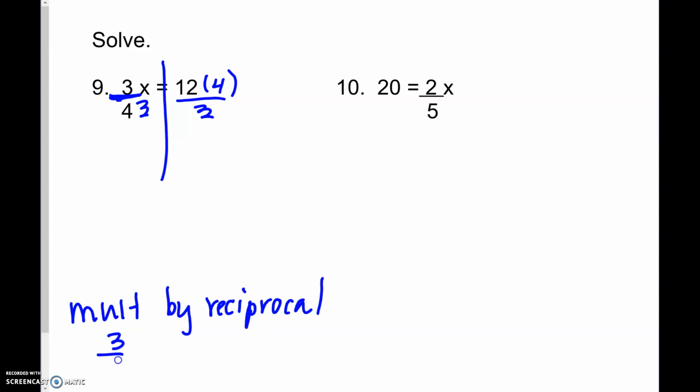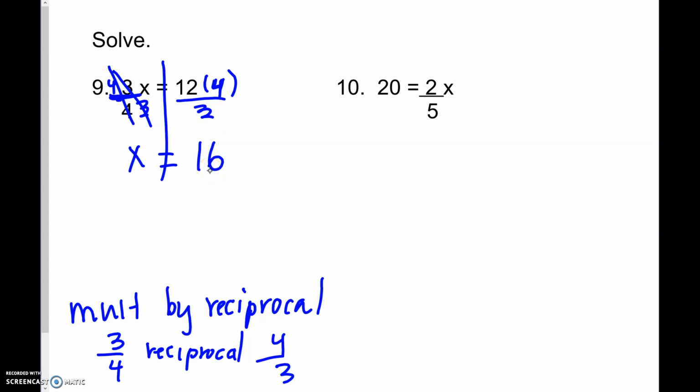So if we have the fraction 3/4, the reciprocal is 4/3. So you see how I ended up multiplying by 4/3. These 3's cancel, the 4's cancel, and we have x equals. Now we're going to take 12 and divide by 3 and get 4. And 4 times 4 is 16. So when you have a fraction, you multiply by the reciprocal.